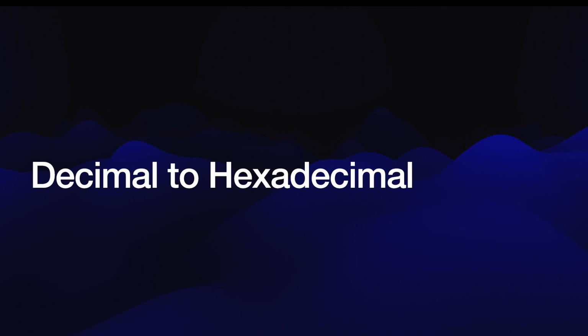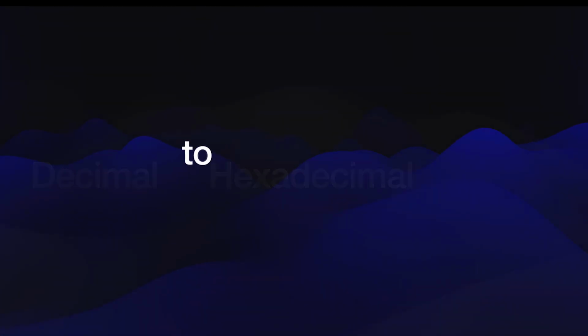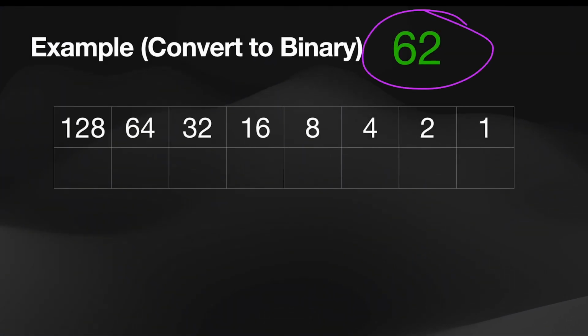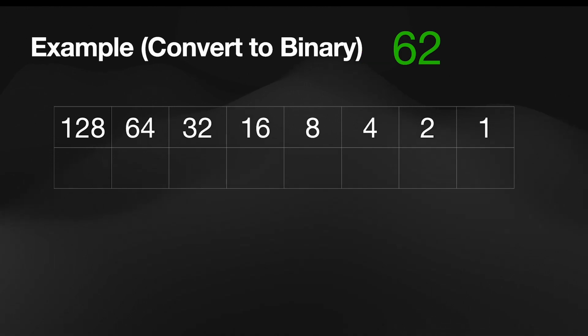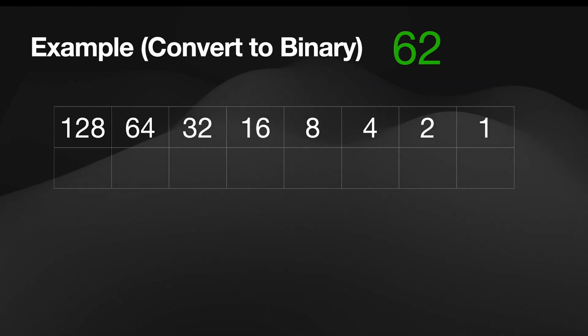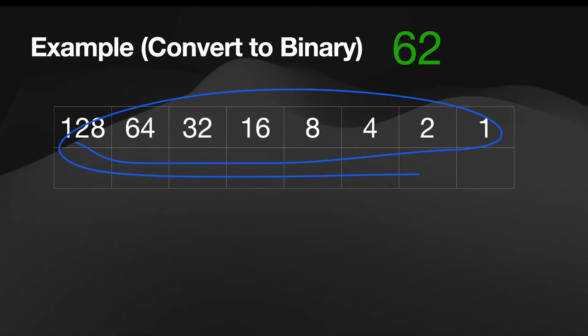All right, now we're going to go over how to convert from decimal to hexadecimal. All right, so our number will be 62. So that's our decimal number that we need to convert to hexadecimal. So first we actually have to convert that to binary. So just like before, we have our nice powers of 2 table. Can't escape it again. So we need to select numbers here that will add up to 62.